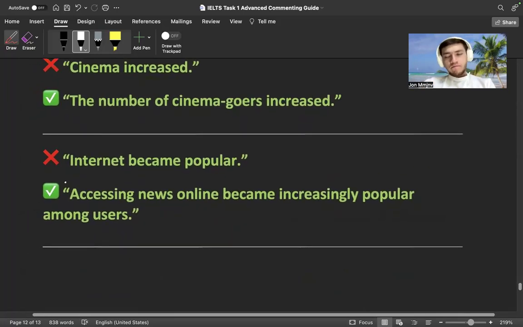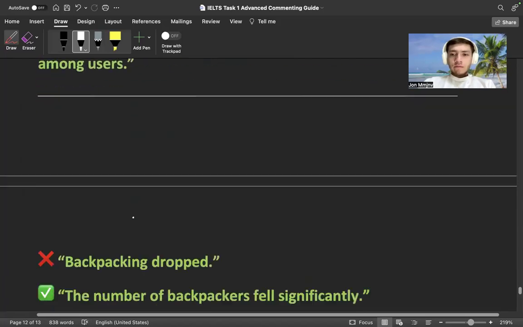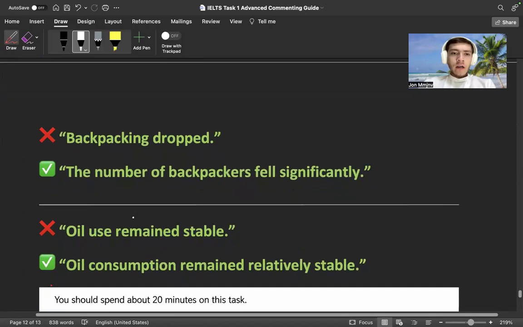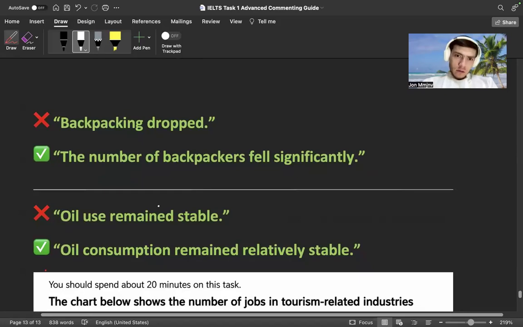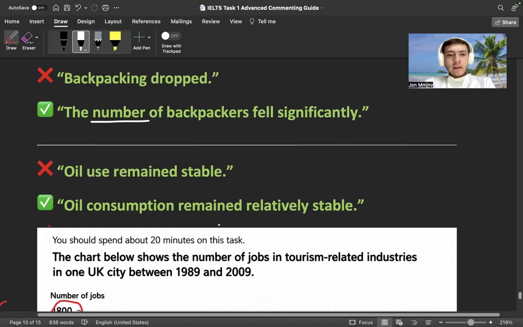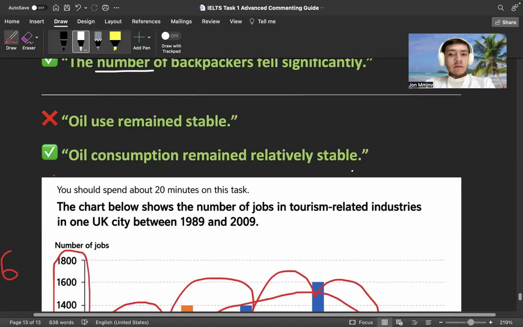Internet became popular. Accessing news online became increasingly popular among users. That's a different world, you know what I mean? Backpacking dropped. The number of backpackers fell slightly. Now, how to avoid "the number of"? That's a very specific case. You should read my samples and you can see how I subtly avoided this, but it's not easy, I can admit. Oil use remained stable. Oil consumption remained relatively stable.